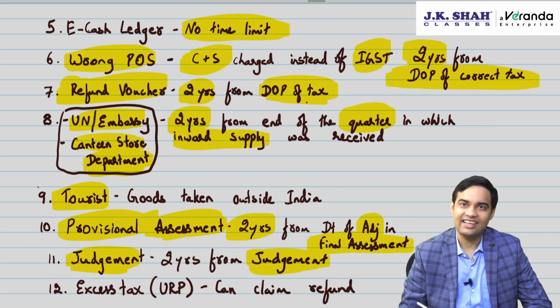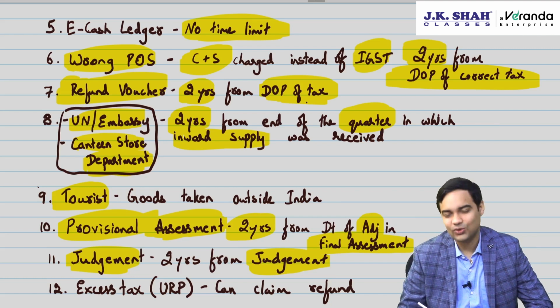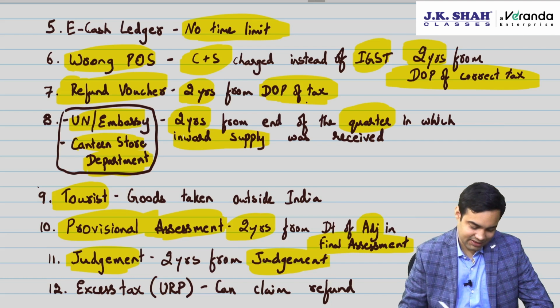Department officers have already recovered the tax from me. Then I filed a court case. I win the court case. Can I claim a refund of that excess money which government has? 2 years from the date of judgment.